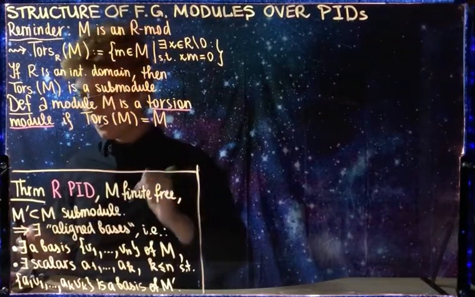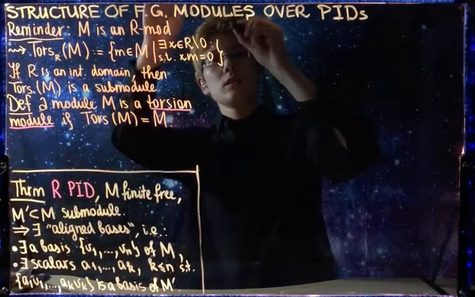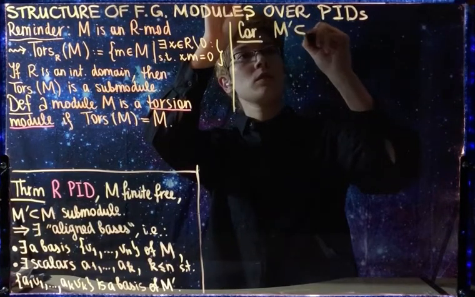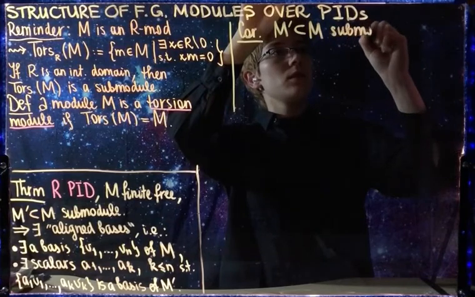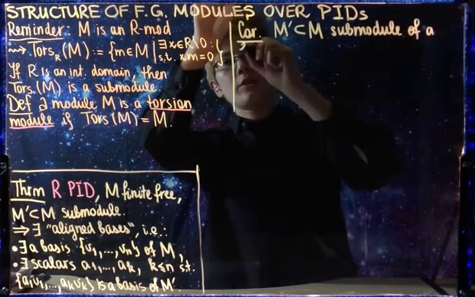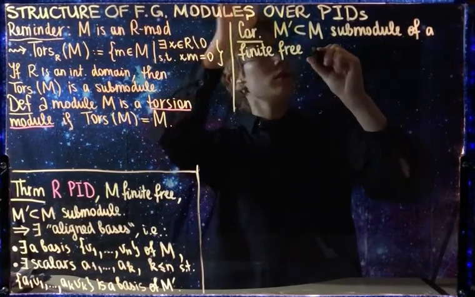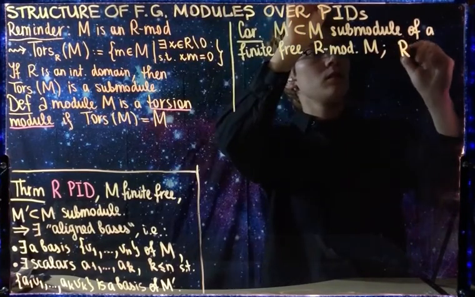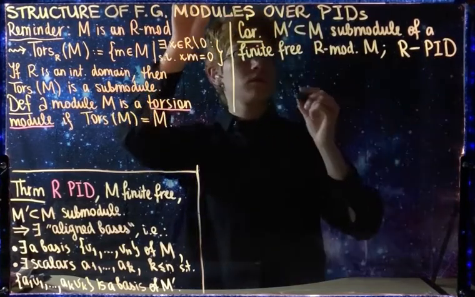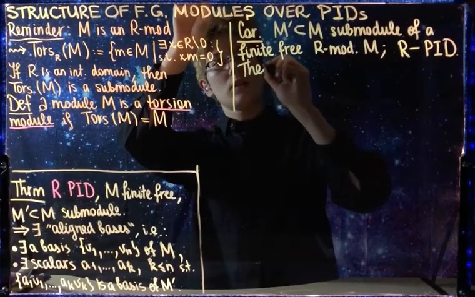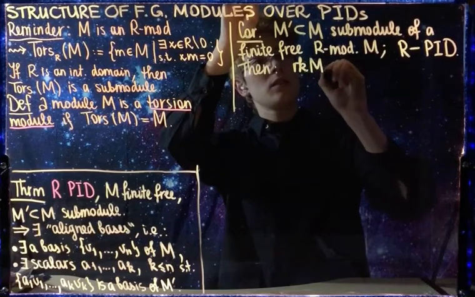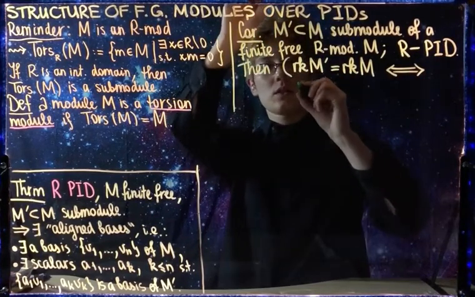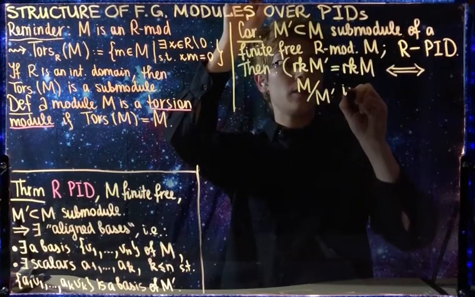And the first corollary of this theorem is that if we have two R modules, M prime a submodule of a finitely generated free module M, and R is a principal ideal domain, in this case, rank of M prime coincides with rank of M precisely when M mod M prime is a torsion module.